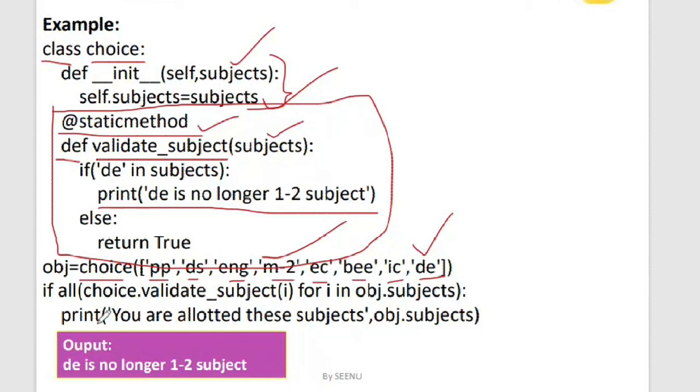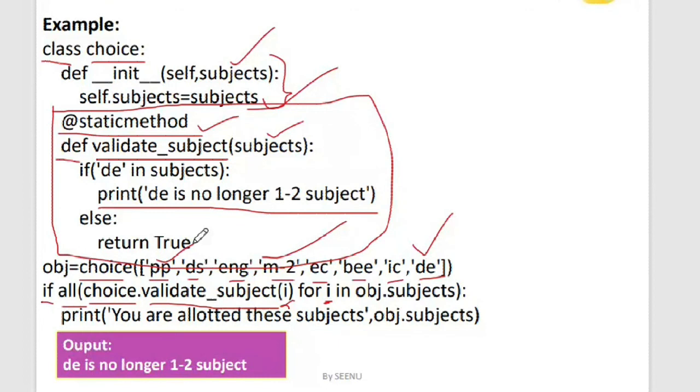Now what I have written is a logic to call this static method. So I'm saying if all, so you know what the all method is. Then I'm calling this static method with the class name. So I said Choice.validate_subject. This is the name of the static method. And I'm taking one by one subject from this subjects list, and then I'm passing it into it and checking whether it is true or not.